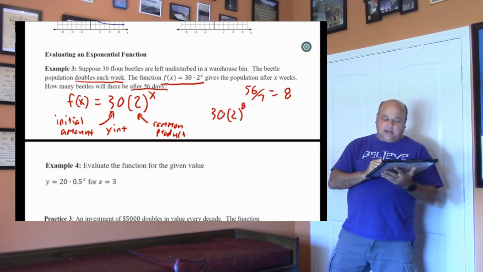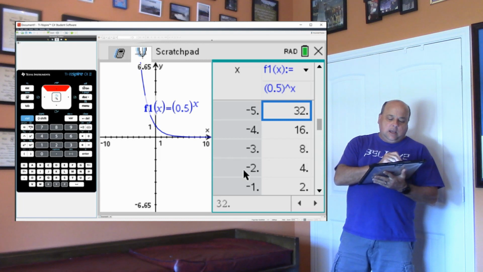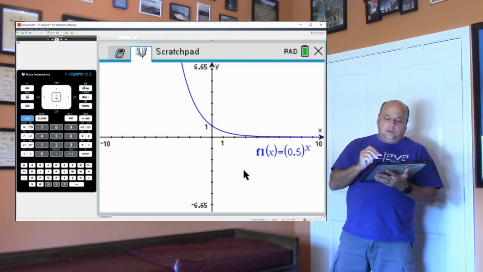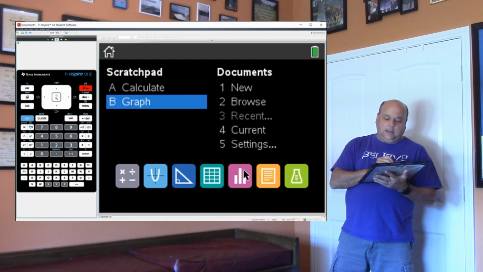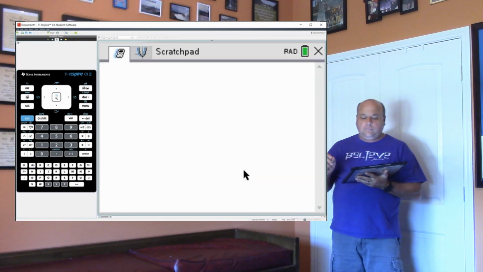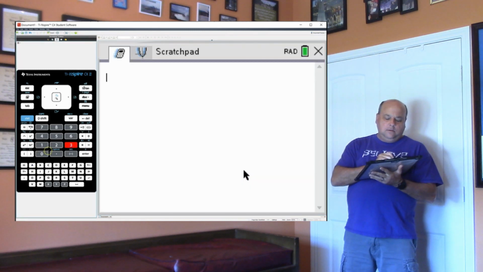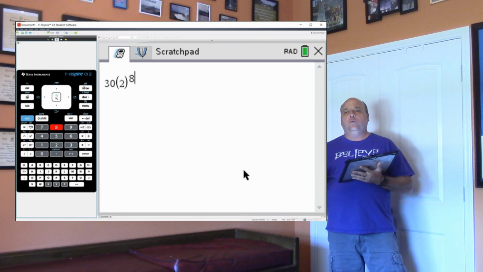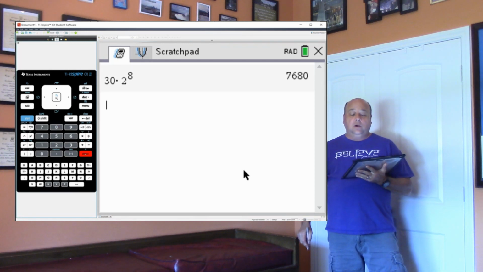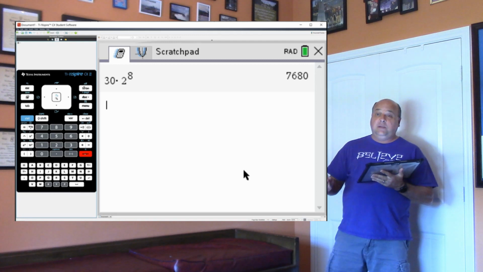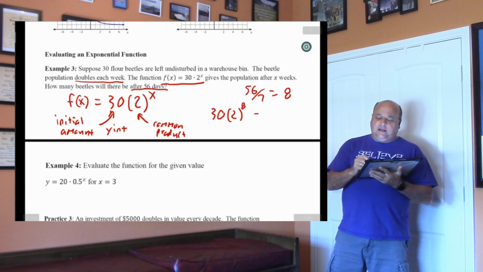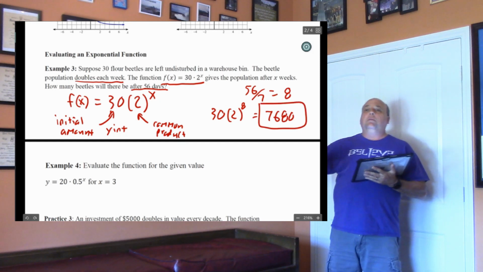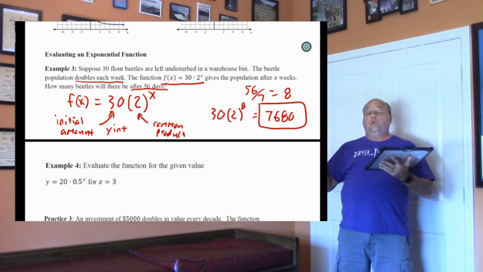So punch that into the calculator. Let's go to the calculator. I'm going to hit Control-T to get rid of the table. Then I'm just going to hit Home and Calculate to go to the scratch pad. And then I'm going to put 30, parentheses 2, close parentheses, caret 8. So this is going to give me the population after 8 weeks. And it's going to be a big number. 7,680 beetles, okay? And it's just going to keep doubling, like I said, until the food supply can't support the population.